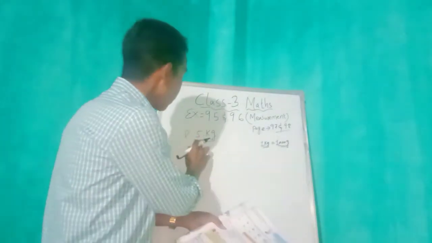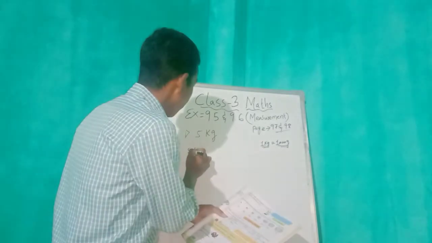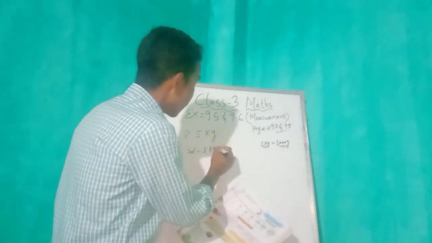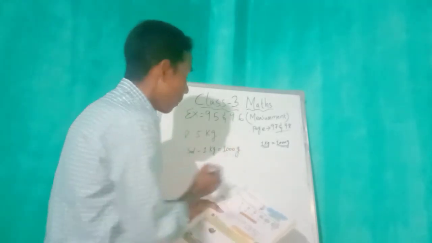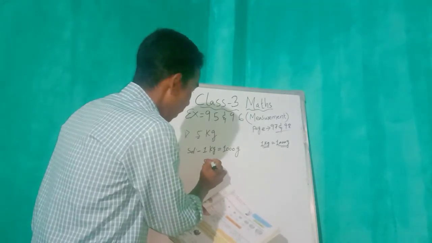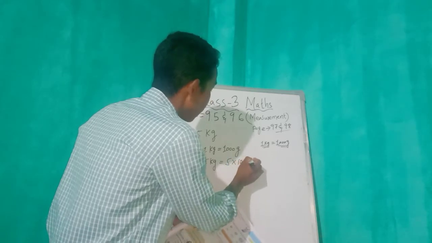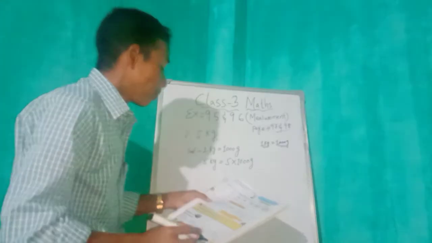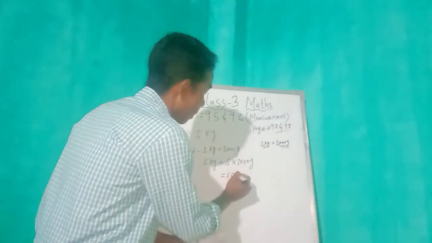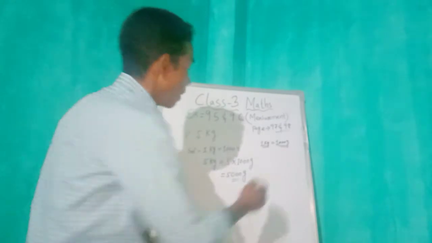Okay, so look here, 5 kg in the question is given, 5 kg. So solution, okay, we'll solve now. 5 kg, as we know 1 kg equal 1000 gram, then this 5 kg equal 5 into 1000 gram, then we'll do total, okay? We'll do multiplication this one. So how much will it be? 5000 gram. So this is our answer here.